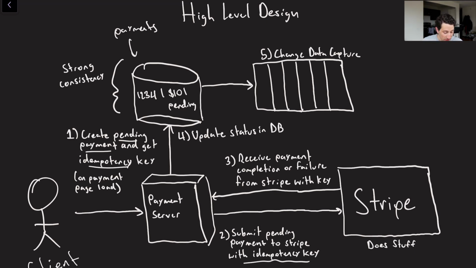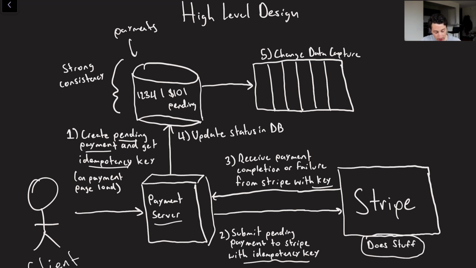Now at some point in the future, Stripe is going to do a bunch of stuff, and ideally it's going to get back to us, right? We're eventually going to receive some sort of notification from Stripe, and we'll talk about that in a little bit more, with our idempotency key attached to it. You can go look at the Stripe docs. This is very much how it works.